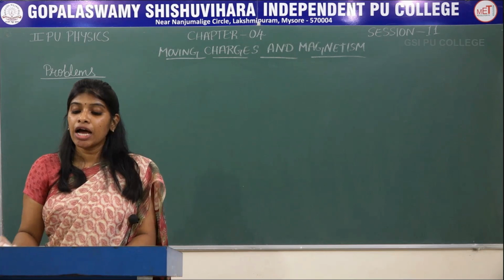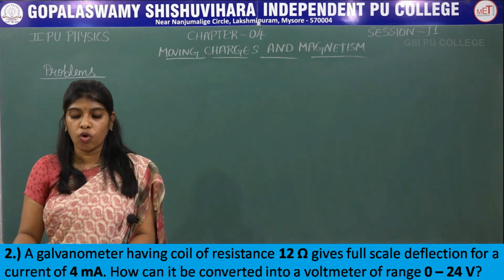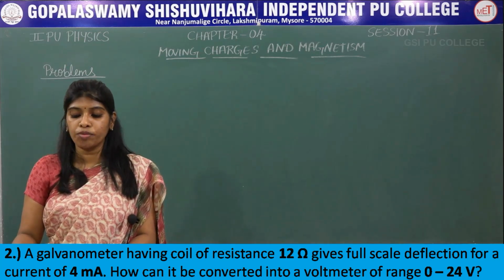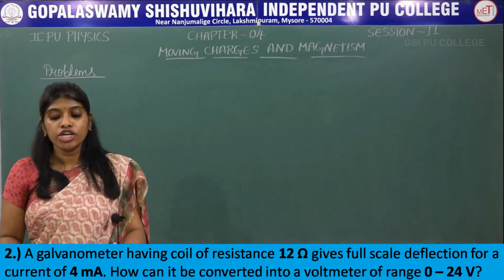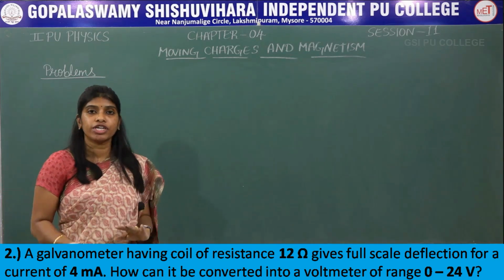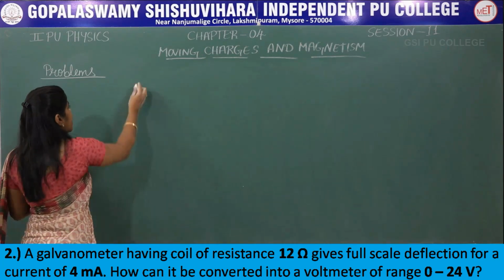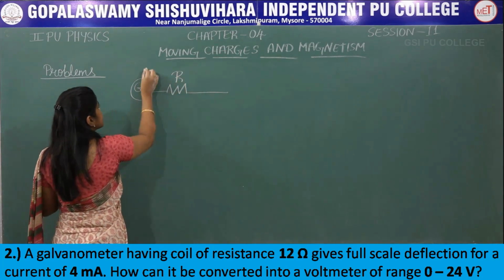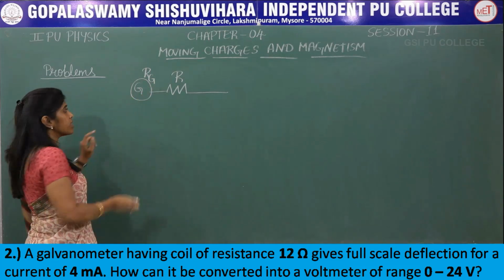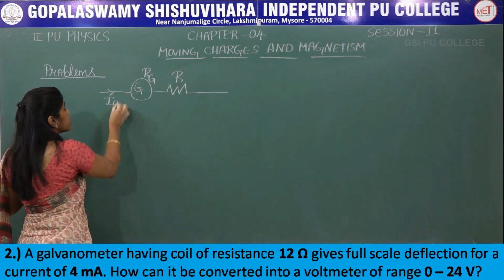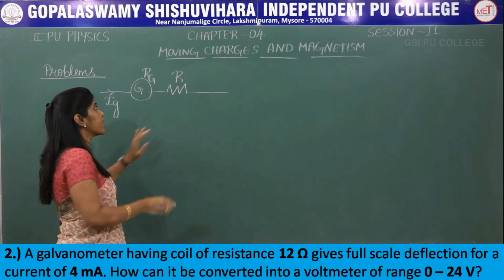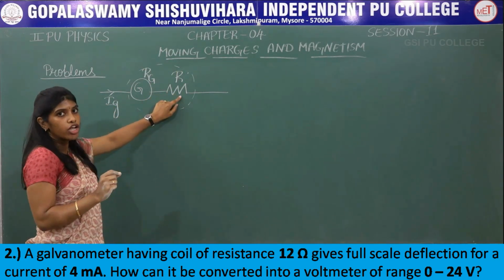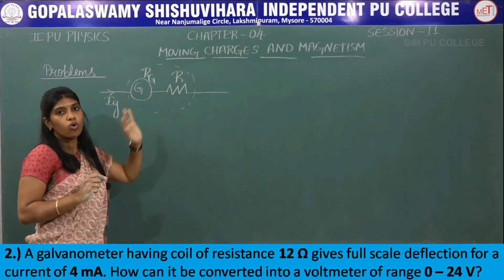Coming to the second problem, a galvanometer having coil of resistance 12 ohm gives full scale deflection for a current of 4 milliamp. How can it be converted into a voltmeter of range 0 to 24 volt? So we have a galvanometer which has to be converted into voltmeter. As you all know, the galvanometer can be converted into voltmeter by connecting a high resistance R. Say Rg is the resistance of this galvanometer. Then the galvanometer is converted into voltmeter by connecting it with a high resistance R. Now you have to find the value of R so that you can convert this galvanometer into voltmeter.